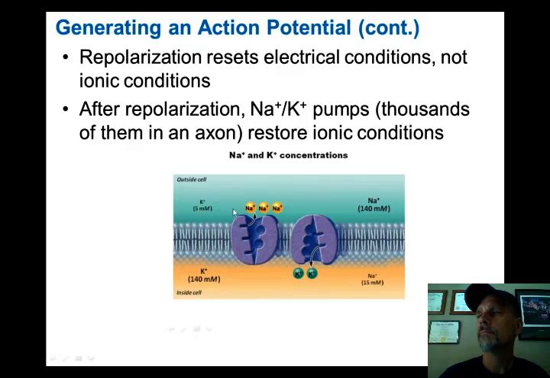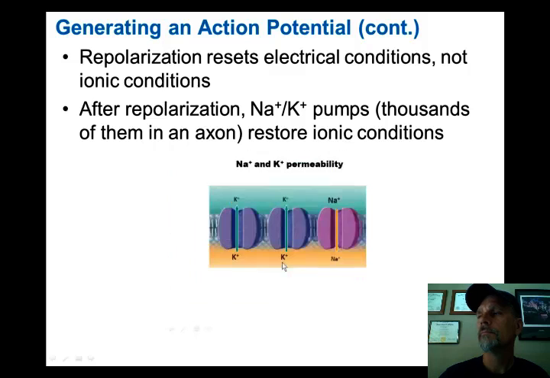Both the sodium and potassium concentration gradients are created and maintained by active transport. The sodium-potassium pump uses ATP to constantly transport sodium and potassium ions up, or against, their respective gradients.